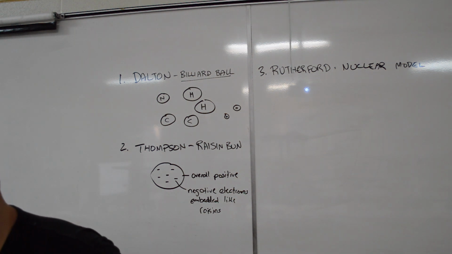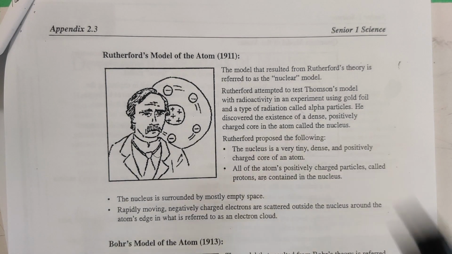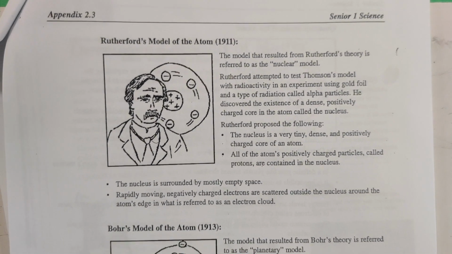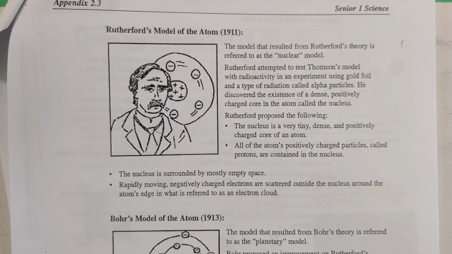Rutherford attempted to test Thomson's model with radioactivity in an experiment using gold foil and a type of radiation he called alpha particles. He discovered the existence of a dense positively charged core in the atom, the nucleus. Rutherford proposed the following. The nucleus is a very tiny, dense, and positively charged core of an atom. All of the atom's positively charged particles, called protons, are contained in the nucleus. The nucleus is surrounded by mostly empty space, and rapidly moving negatively charged electrons are scattered around the outside. Wow!